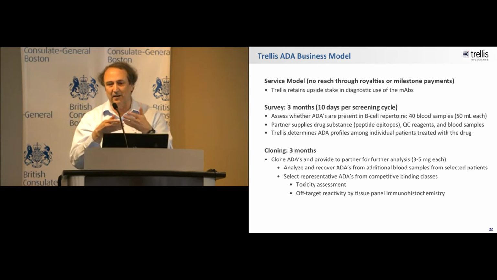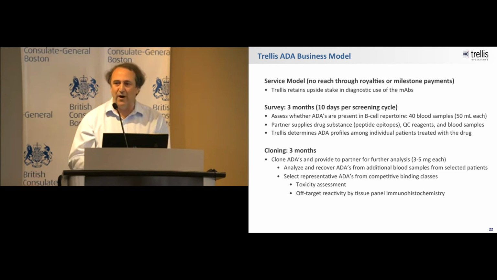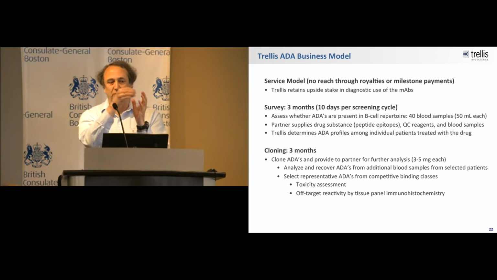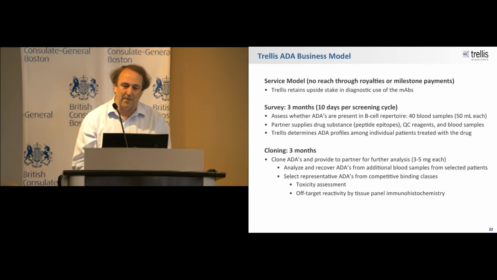In terms of what's involved, the survey is about 10 days per cycle, and probably you do it a few times and then refine the reagents to get more information. So on the order of 3 months to do survey work on the order of 40 blood samples. Typically, we would like to get 50 cc's of blood. The partner needs to supply the drug substance, any QC reagents, a rabbit serum against the drug, or a murine monoclonal, so that when we put the drug onto our bead, we can verify that it still can be recognized by an antibody.